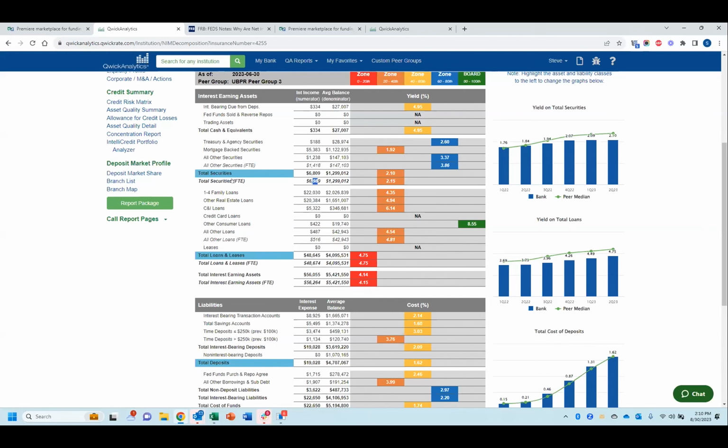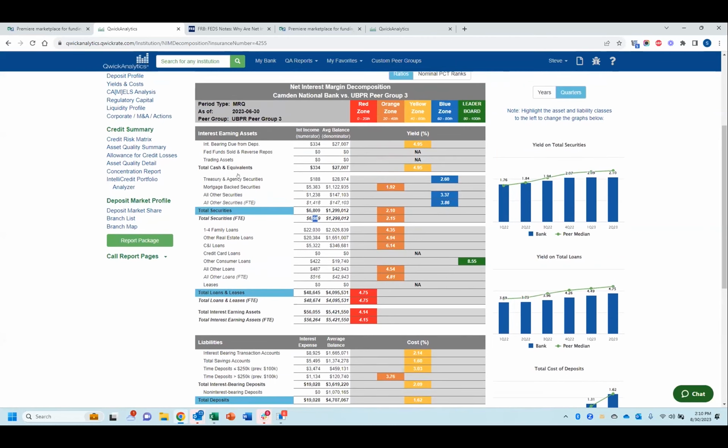And as we work our way through the different parts, you can click on any individual asset class or liability class that you want, and then the charts will update on the fly. So if you want to see your trend in total securities, your yield over the last 6 quarters, and your peer group's median yield over that same 6 quarters, you can see that. If you want to toggle and look at longer term trends, you can look at the last 6 years as opposed to the last six quarters.